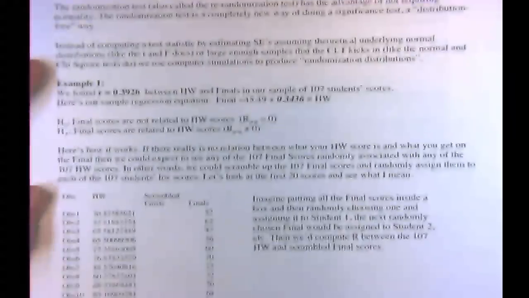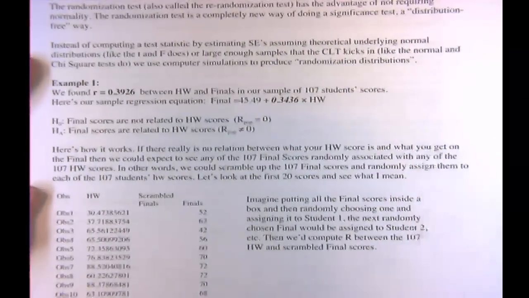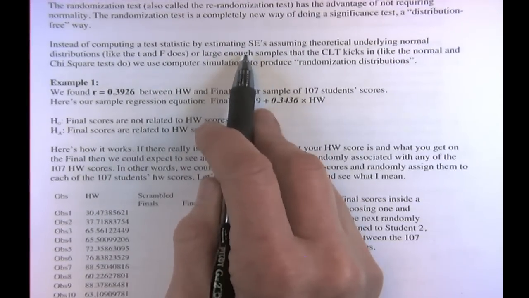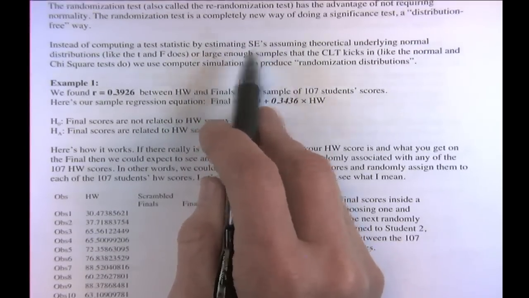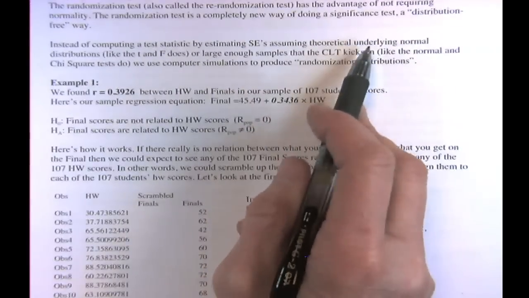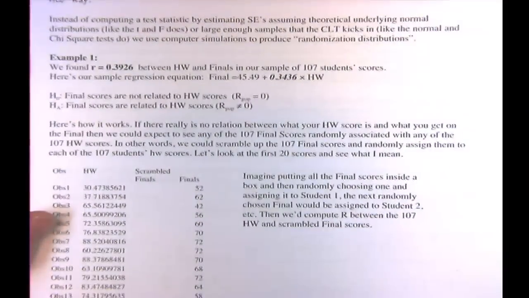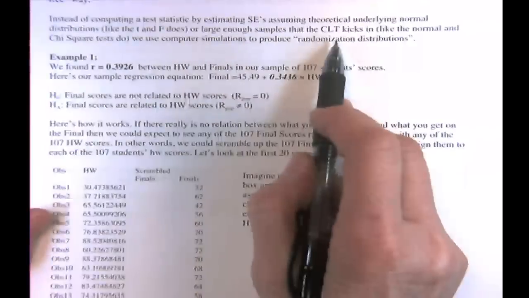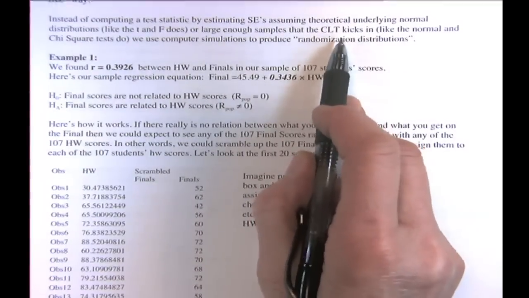Instead of computing these test statistics by estimating standard errors, worrying about those n minus 1s and minus p's, and assuming these theoretical underlying normal distributions, which usually are violated unless the sample size is large enough that the central limit theorem kicks in, we can do this instead.